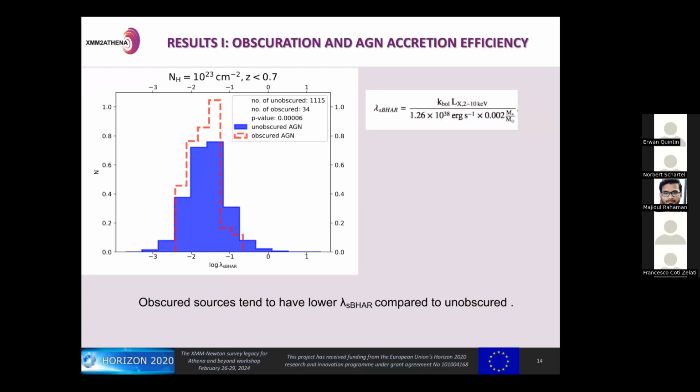obscured AGN tend to have lower specific black hole accretion rate values compared to unobscured. This difference is not large, it's 0.1, 0.2 dex, but it has a high statistical significance, as you can see here from the p-value from the various statistical tests.